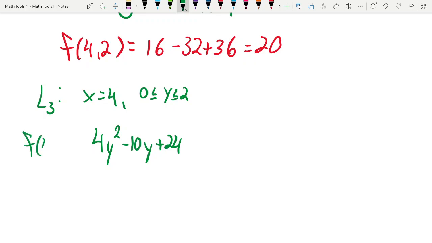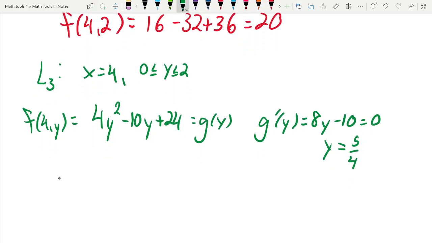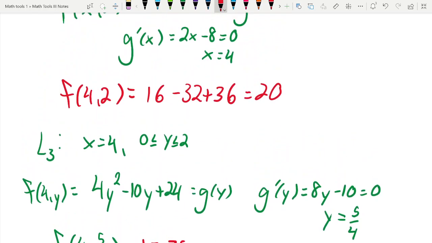So this is f of 4, y, and we'll call that g of y here. So g prime of y is equal to 8y minus 10. Setting that equal to 0 means y is equal to 10/8, or 5/4. So f of 4, 5/4, which I'm doing in red, is equal to 17.75.